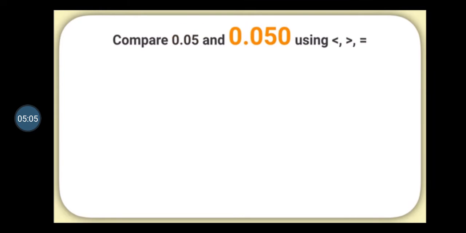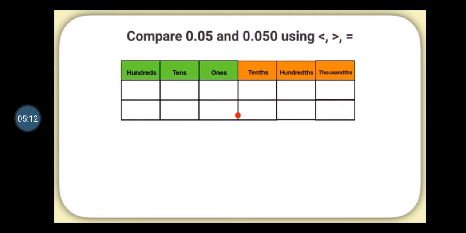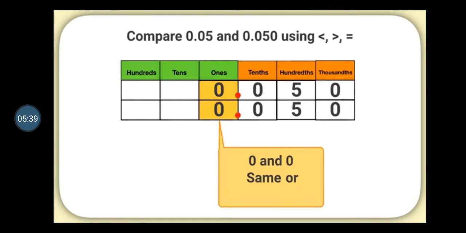Here's another example. Here we have to compare 0.05 and 0.050. Now we have to place the digits in the place value table, and we know that if one place value is missing at the end, we can put 0 by ourselves. So in the first number, that is 0.05, the thousandths place is missing, so we can add a filler 0 ourselves. Now we can compare 0 and 0.